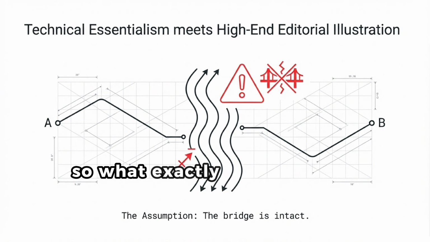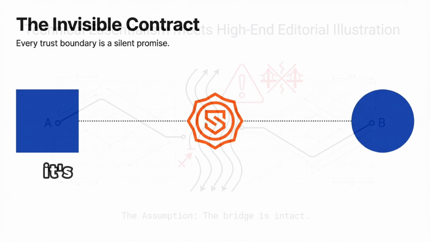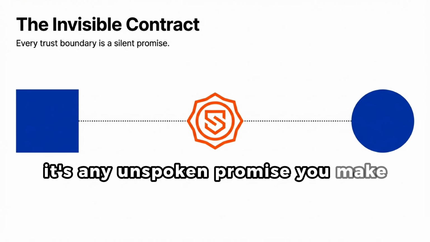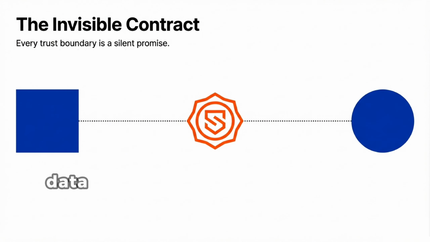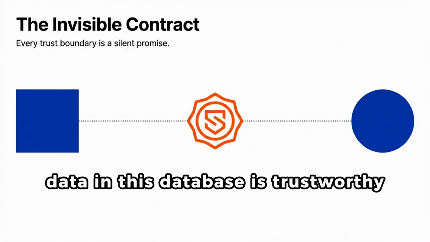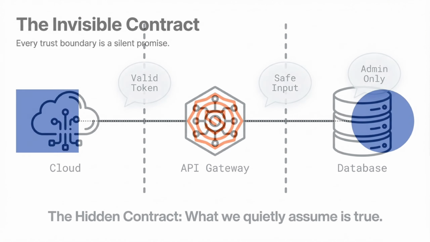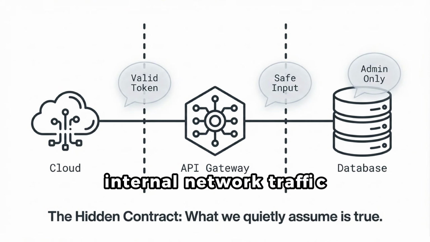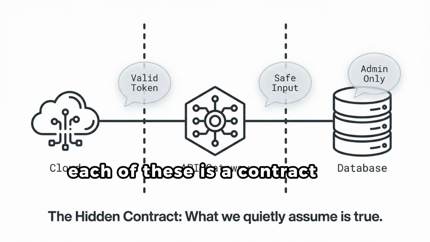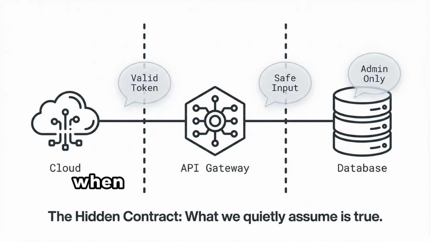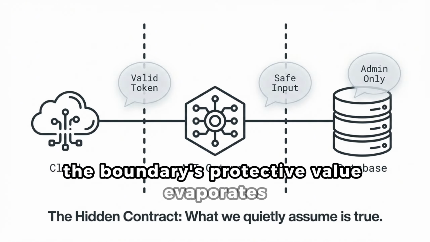So what exactly is a boundary assumption? It's any unspoken promise you make about a context on one side of a trust boundary. Only admins hit this endpoint. Data in this database is trustworthy because backups are controlled. Internal network traffic comes from other approved services. Each of these is a contract you assume holds true. When that contract is violated, intentionally or accidentally, the boundary's protective value evaporates.